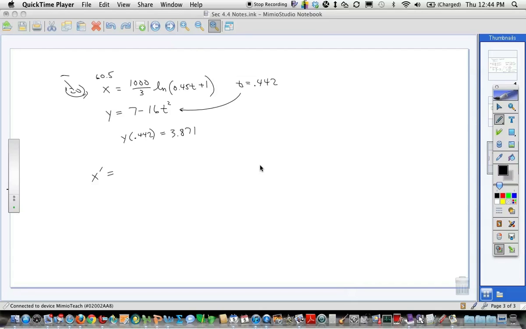Now, just for some practice here, let's do it. This is why I wrote the 1,000 over 3, because that's just going to set out there times, what's the derivative of natural log? 1 over the inside left alone, which would be that, right? Times the derivative inside, which would be 0.45. That's x prime, right? Then you need to do what with that? Well, you square it, but what else?